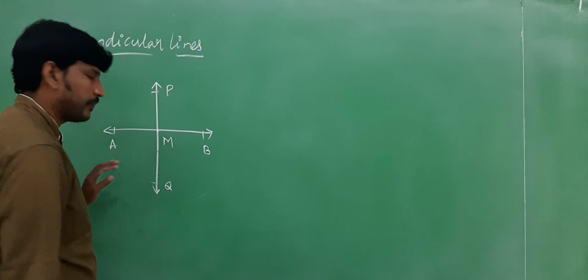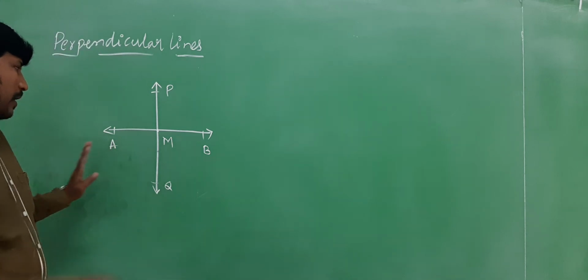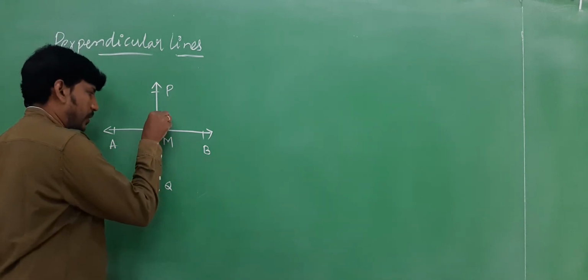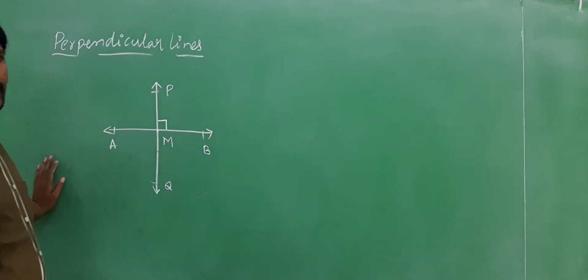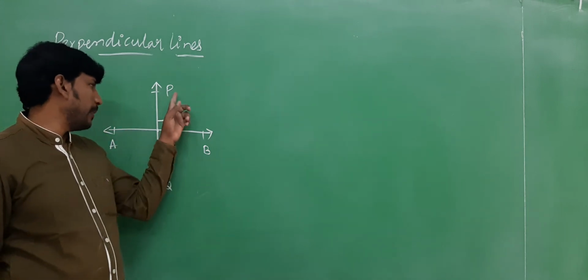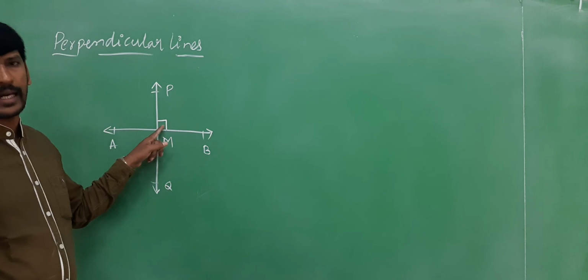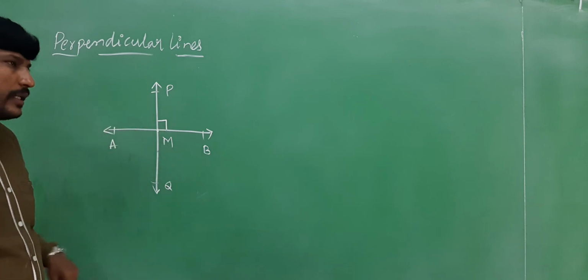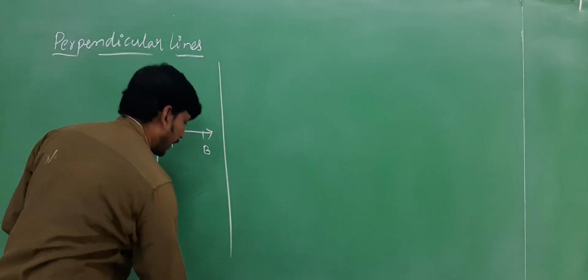Children, look at it here. These two are perpendicular lines. Just now I told you the angle between these two lines. The angle between AB and PQ is the right angle, that is 90 degrees. And here we are going to discuss one more point.